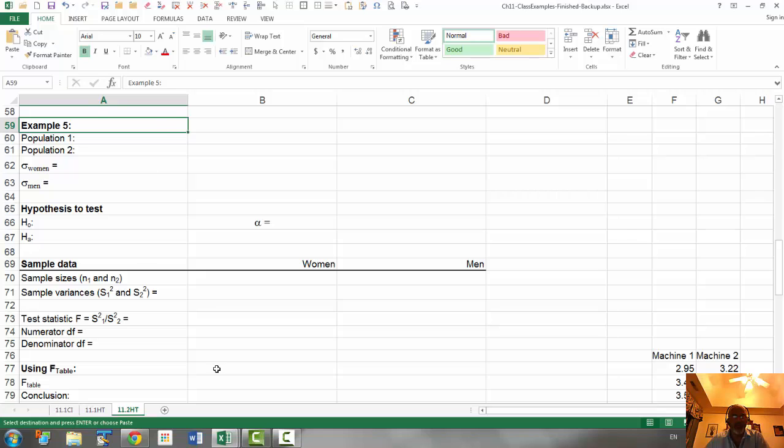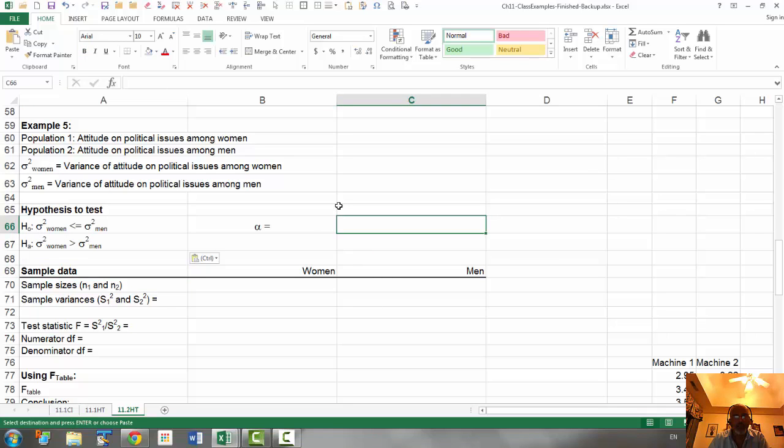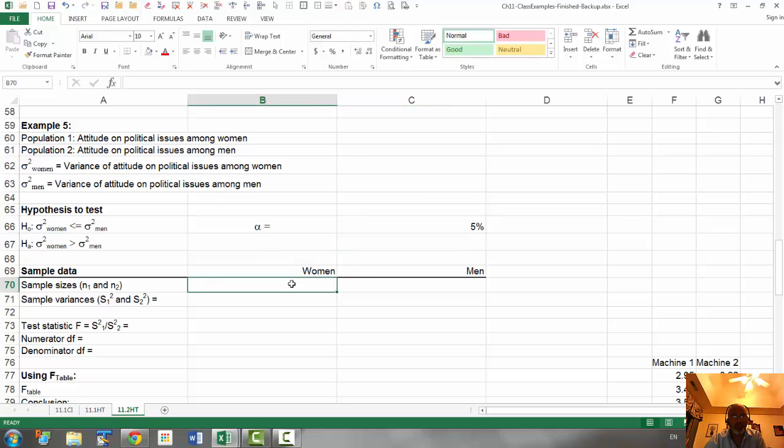So first, the populations and the variances. Okay, let's define those first. The variances for men and women, and this is the hypothesis we want to test, and the alpha value is 5%. Now the samples and the sample variances are given.